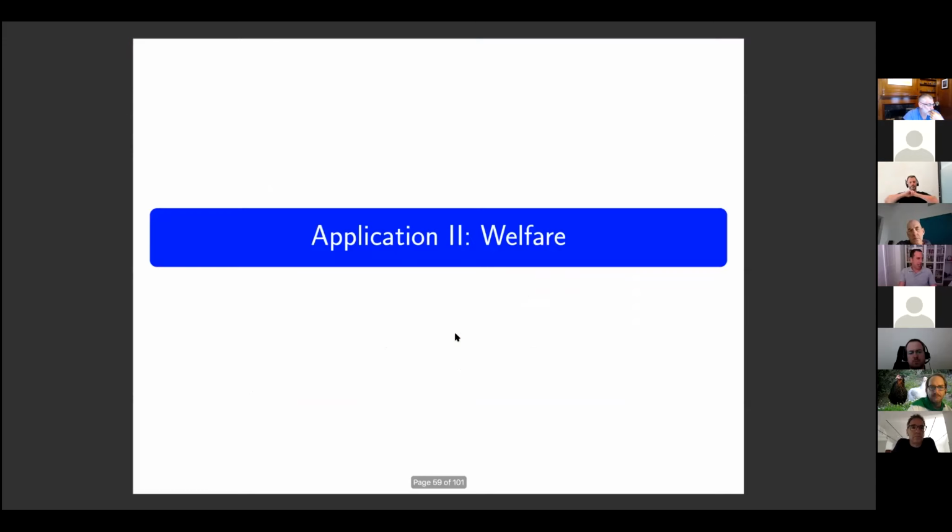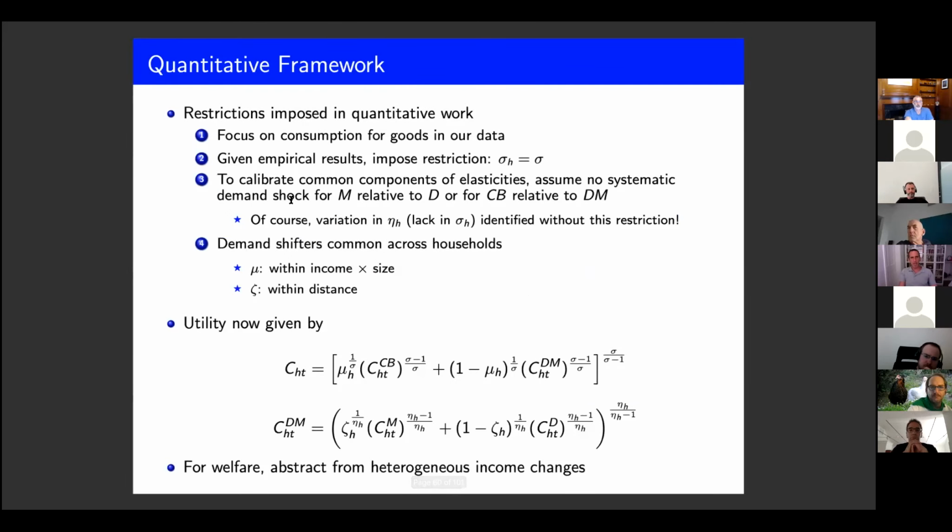Okay, and the last thing is: what do these estimated elasticities imply for welfare differentials across income groups to a price shock, either trade costs or exchange shocks? So we're going to focus on goods in our data, because we don't have the data for goods that are not in our data.